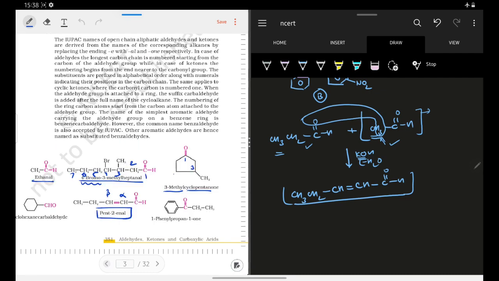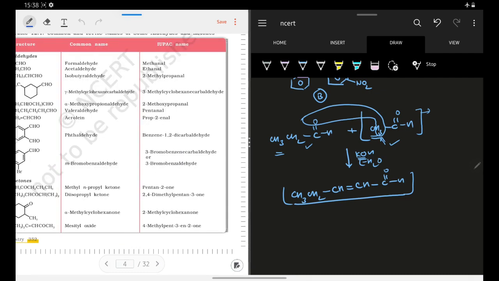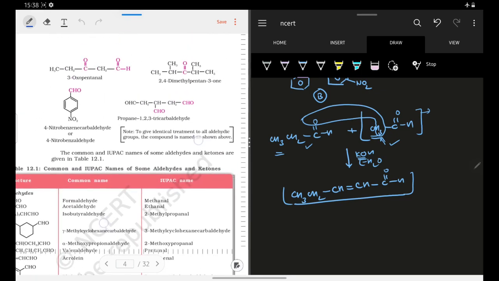So how can you remember the structure? Pent-2-enol is very easy, you will be able to remember that. You would have had a problem with cinnamaldehyde, so I have told you how to remember the structure of cinnamaldehyde. You do not have to remember the structure of cinnamaldehyde. You have to remember that cinnamaldehyde is the aldol condensation product of your benzaldehyde and your acetaldehyde. Similarly, you get this compound 3-oxopentenyl.